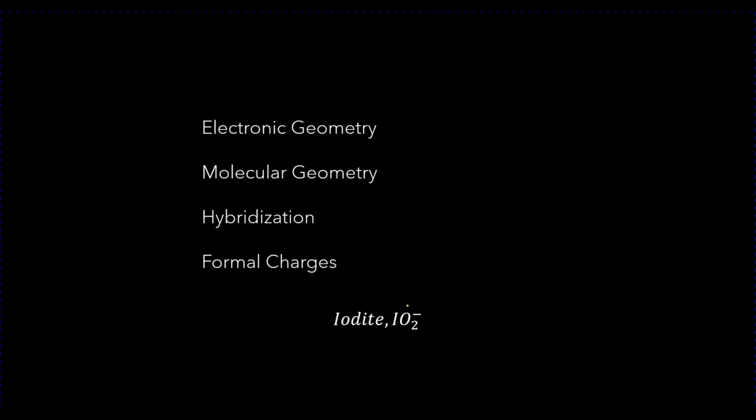Given only the chemical formula of a polyatomic ion, how will you determine the electronic geometry, molecular geometry, hybridization of the central atom, and formal charges of each atom? So in this video, I'll be showing you some very convenient steps to follow.